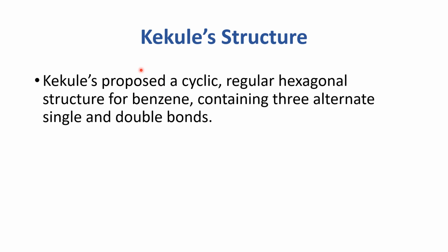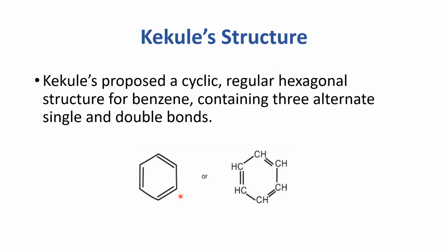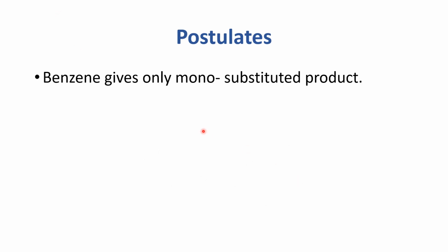So in order to describe the structure of benzene, Kekule put forward a structure of benzene. He proposed a cyclic regular hexagonal structure for benzene containing 3 alternate single and double bonds like this. It's a cyclic hexagonal structure with alternating single and double bonds. He put forward the following postulates. Benzene gives only one monosubstituted product. So here you can see आप सिर्फ और सिर्फ एक ही substituent को benzene के अंदर add कर सकते हैं. If we want a monosubstituted product, तो हमें similar substituted product मिले.